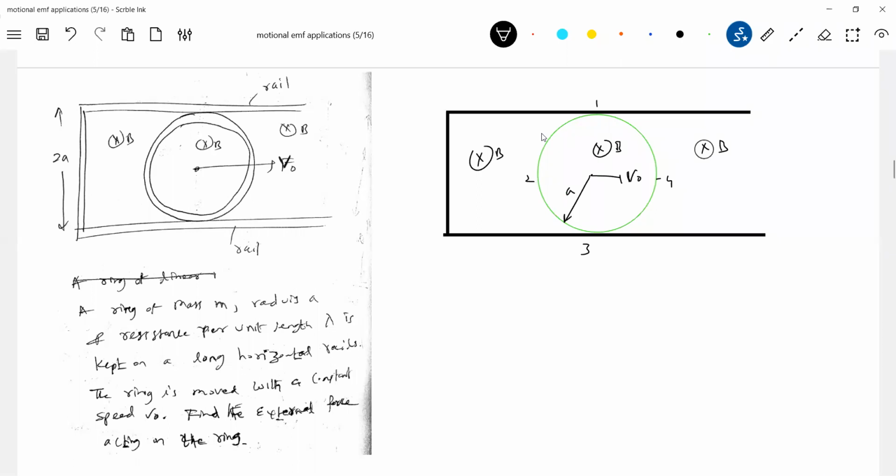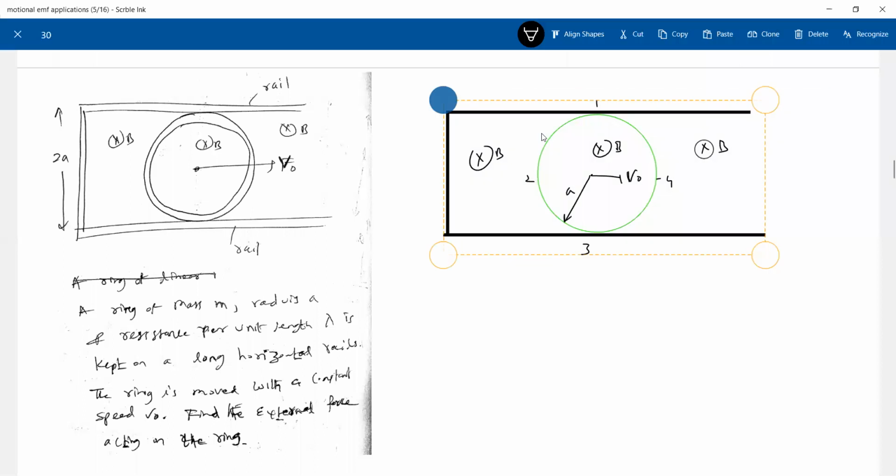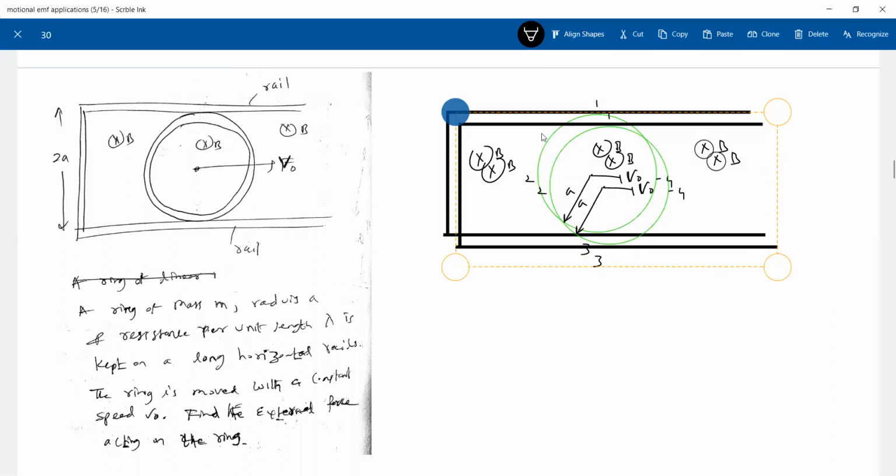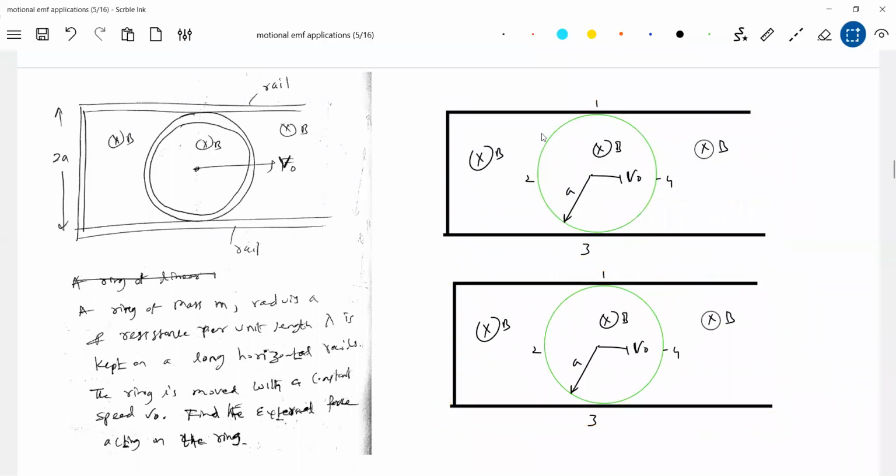And for a moving rod, what do you do? You can replace it with a cell. So the equivalent circuit. Just stick to the basics, don't bother about anything big, because even in the final exam, the questions that are coming will be on just simple applications.